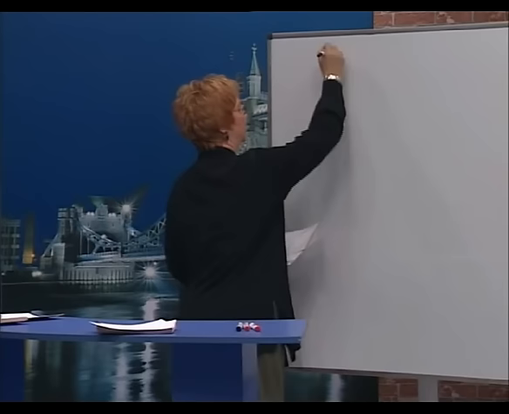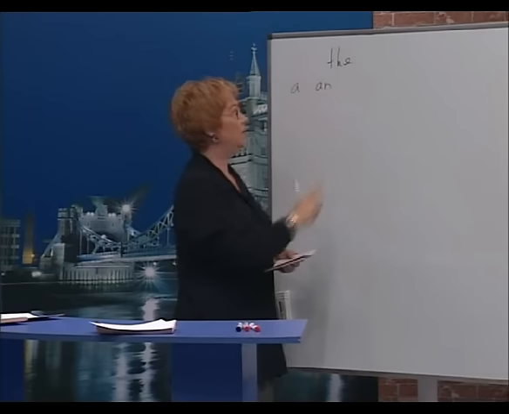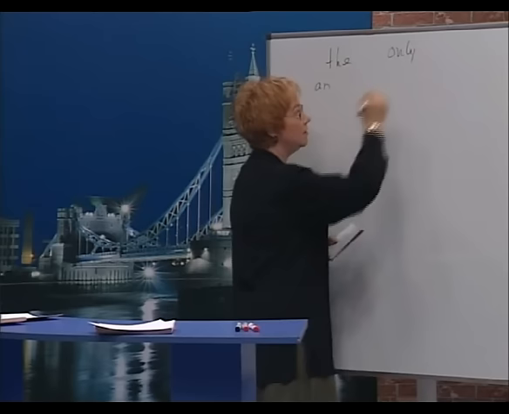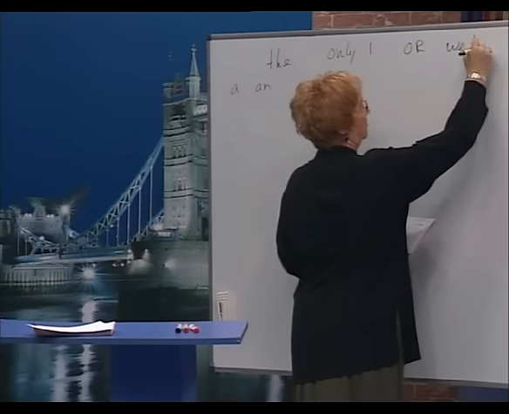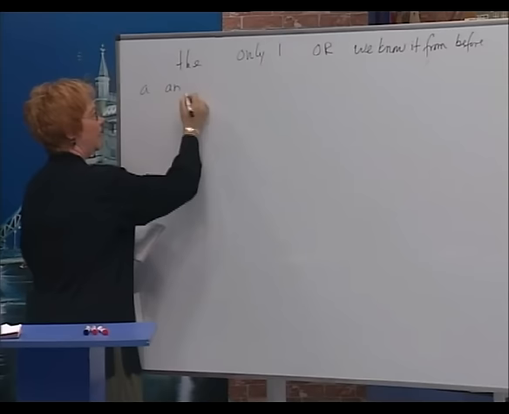Okay, now we're going to talk about the. Now, before we saw a and an. Today, we're going to talk about the. Now, the is when there's only one, or we know it from before. Okay, so the is very specific. So a and an are general, and the is specific.